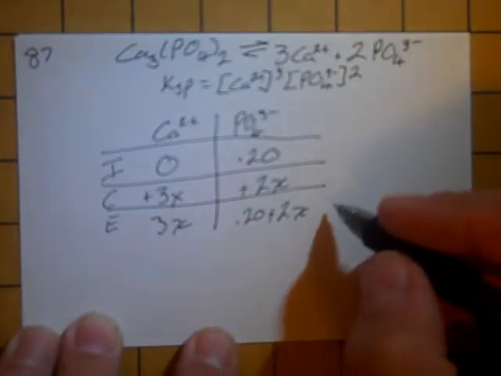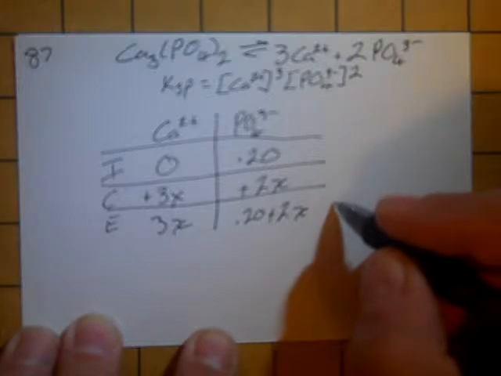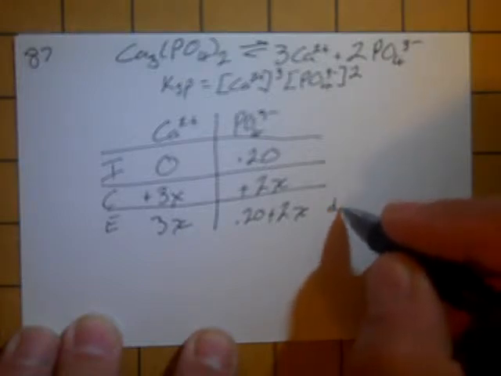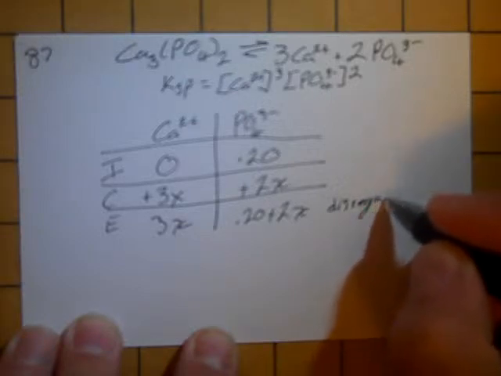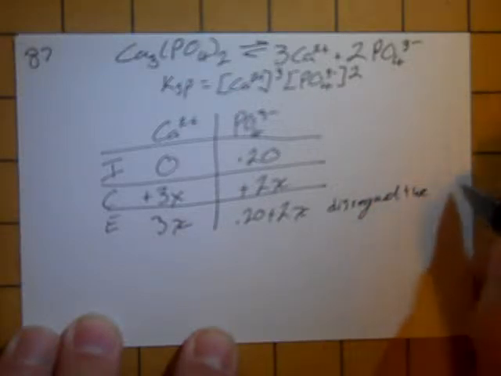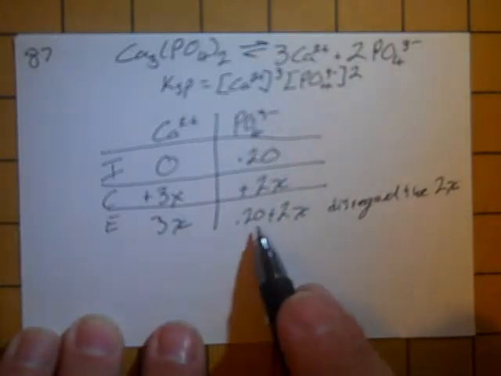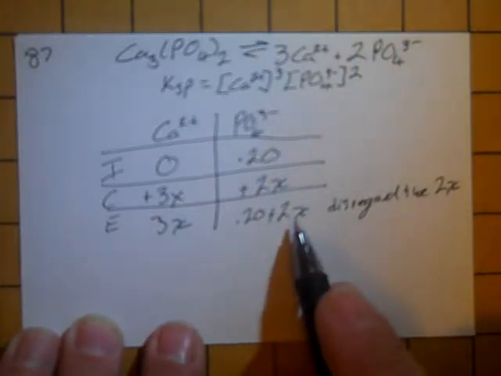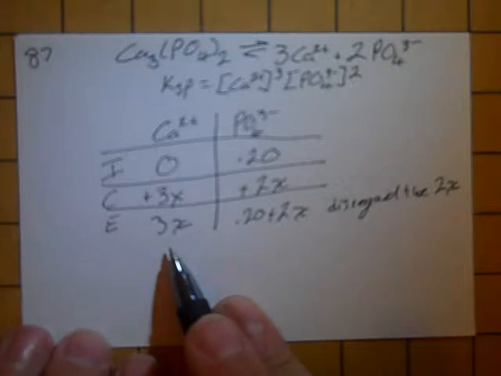And because this is going to be such a small change when this 2x is there, for this one we can disregard the 2x. Compared to the 0.20, this 2x is so tiny it doesn't make a difference. This counts 3x because it's the only source of calcium. There is nothing already there waiting for it.